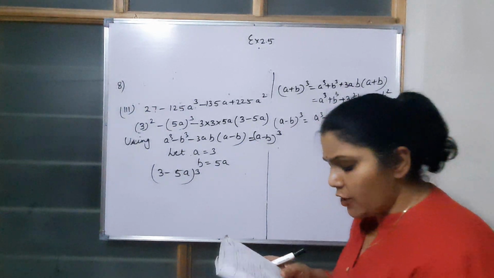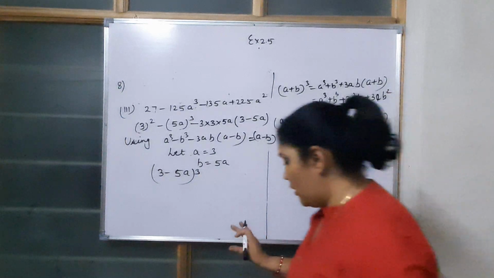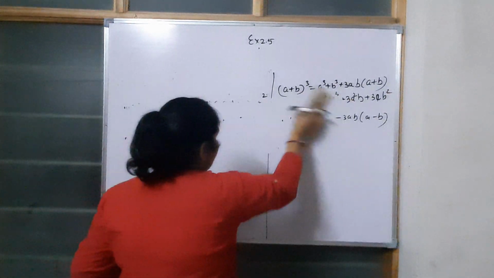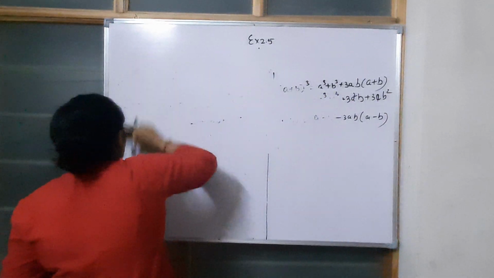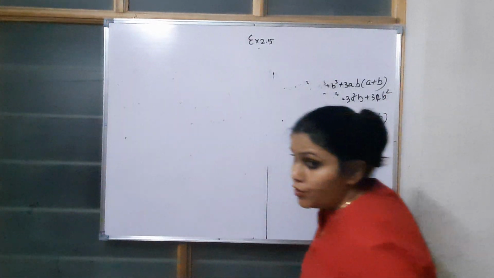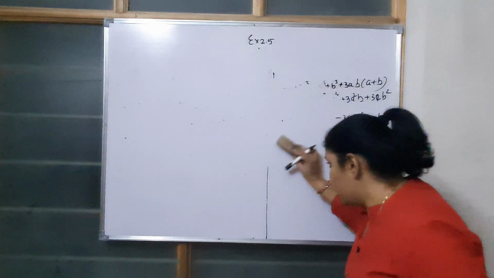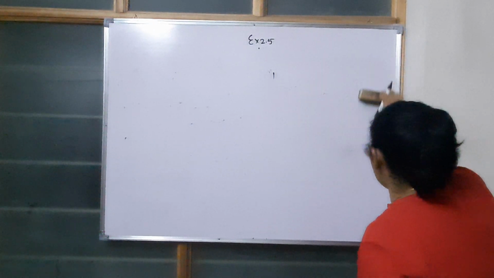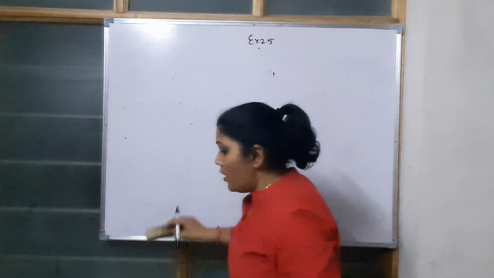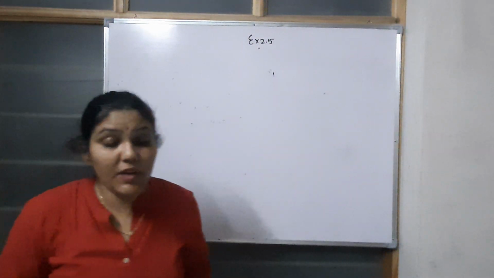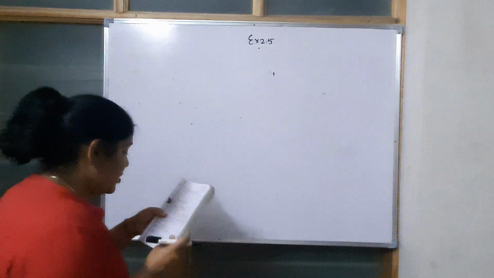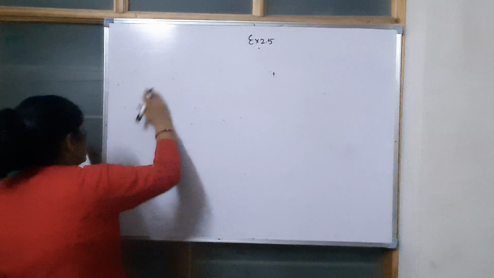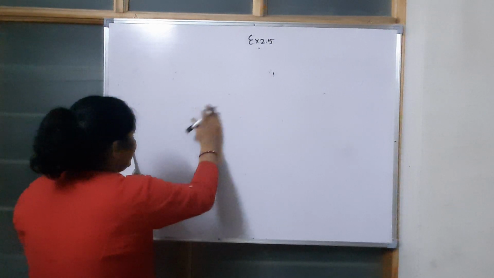Fourth part you will try on your own. Fifth part, I just want you to look here carefully. Now class, I just want you to remember the identities and how to apply them, because I am going to discuss a lot of extra questions which are very important from the examination point of view. So I just want everyone to memorize these identities well and learn their applications also.